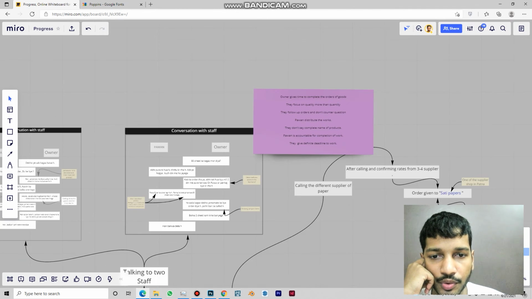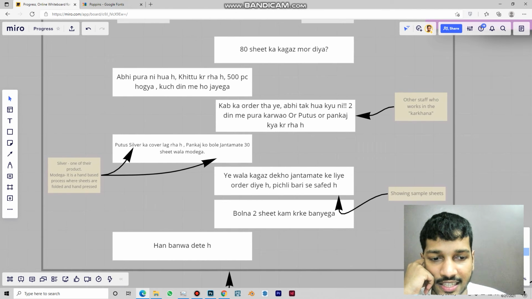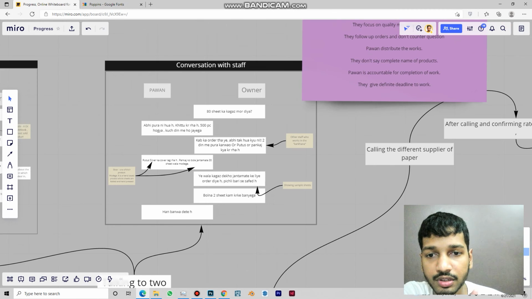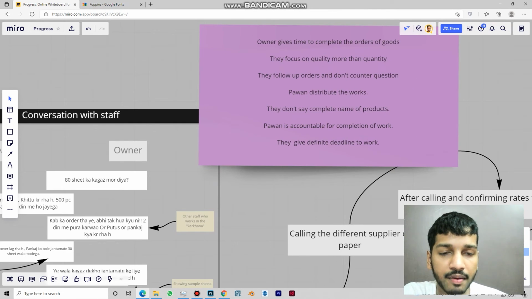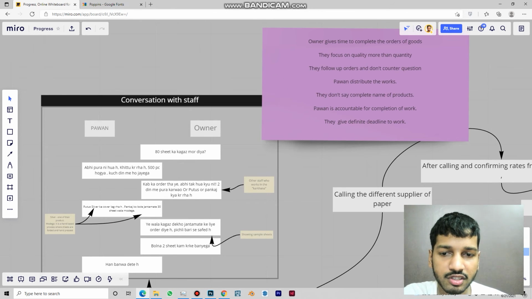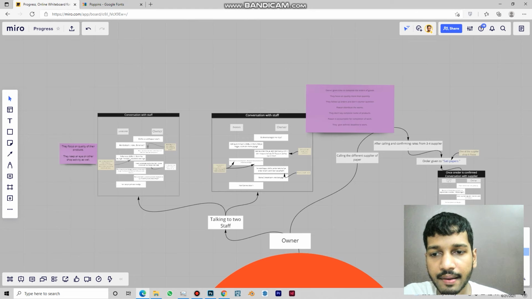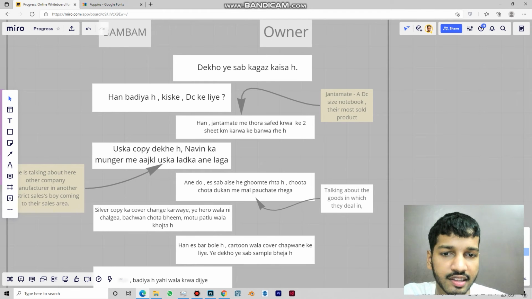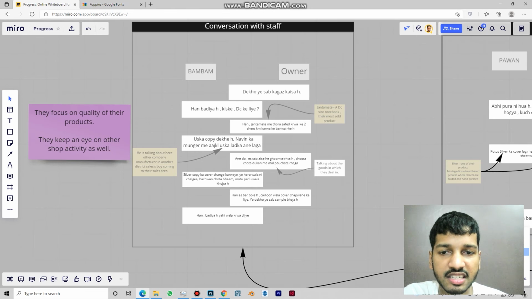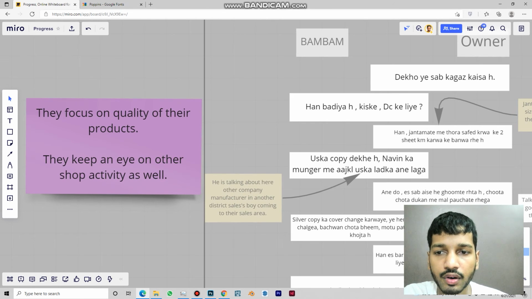Inferences: Pawan distributes work. Then Pawan said, yes, we will get it made. So it means he is going to distribute the work or give a command. So the inference we took was Pawan is accountable for completion of work, and the owner was also asking him only. Then a definite deadline to time. Then here he said about the quality of the pages. So I took out the inference that they focus on the quality of the product.